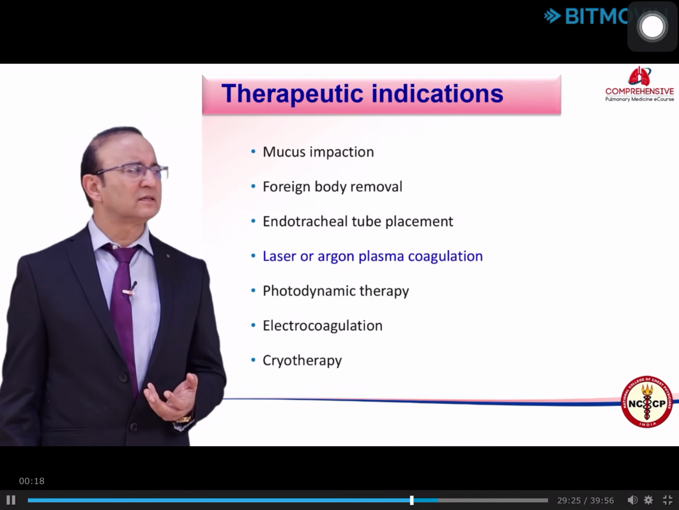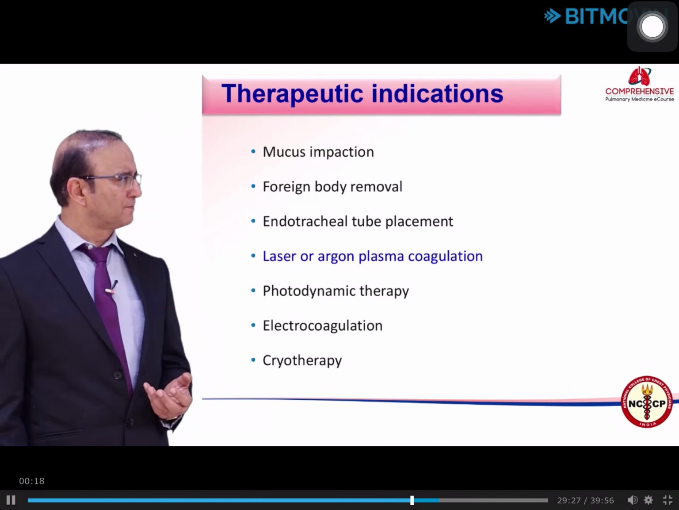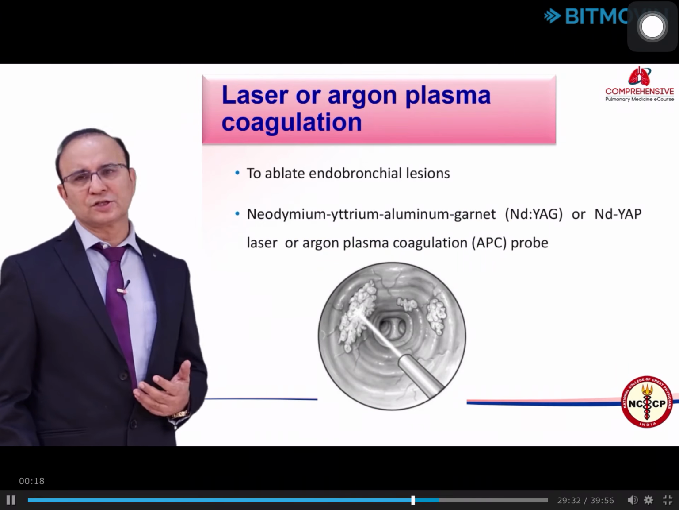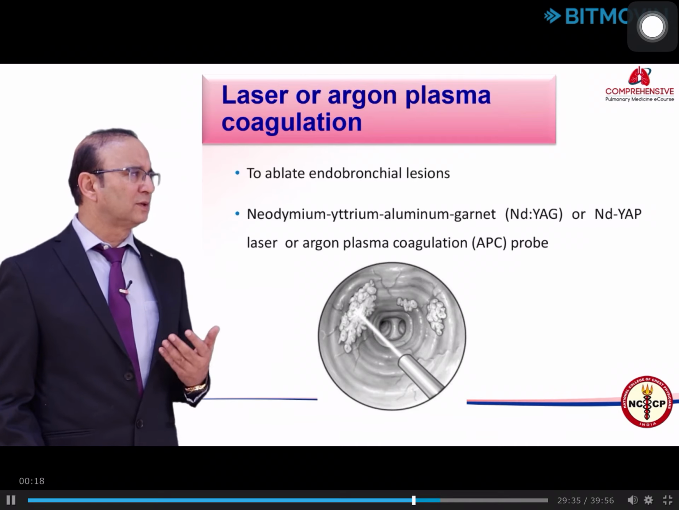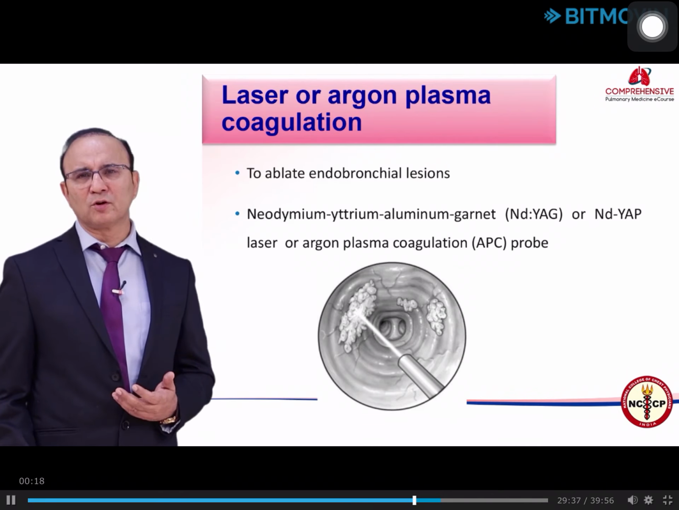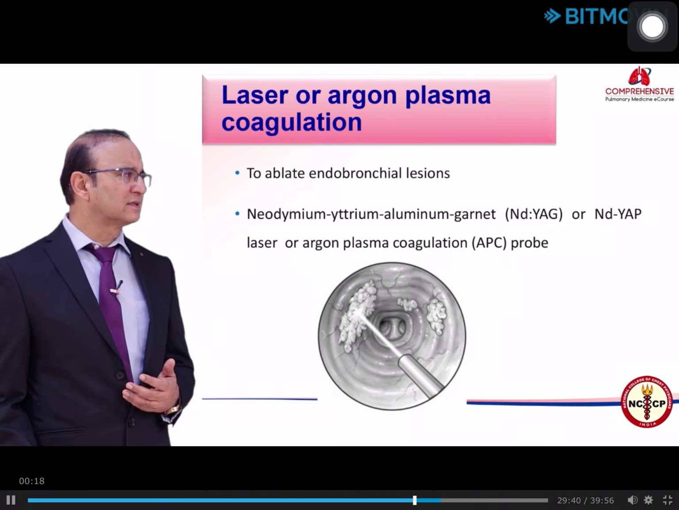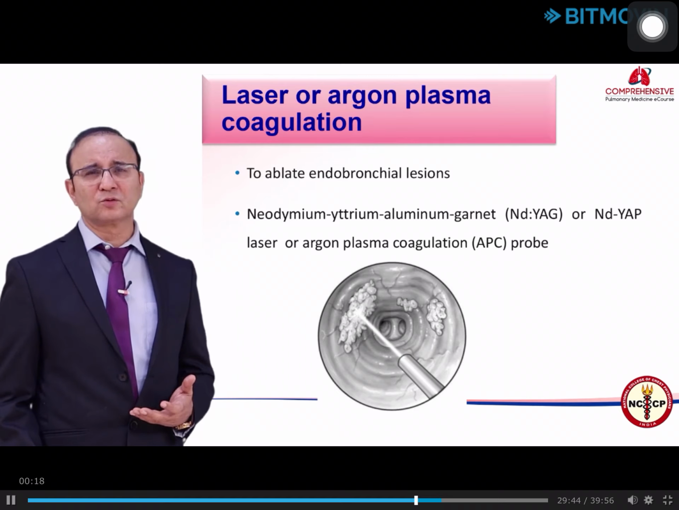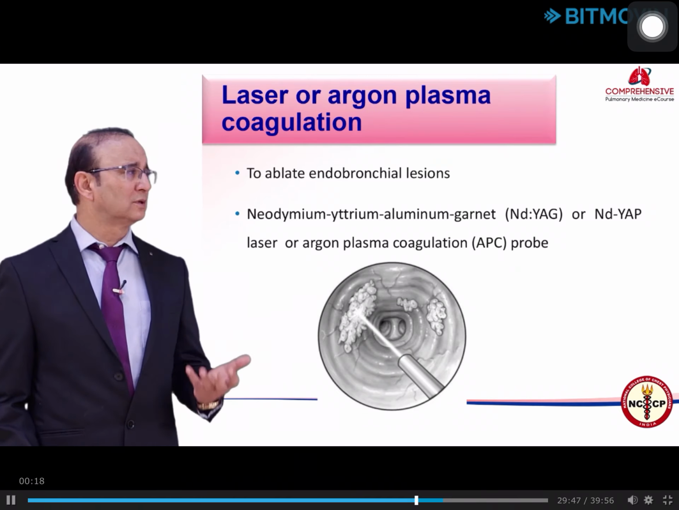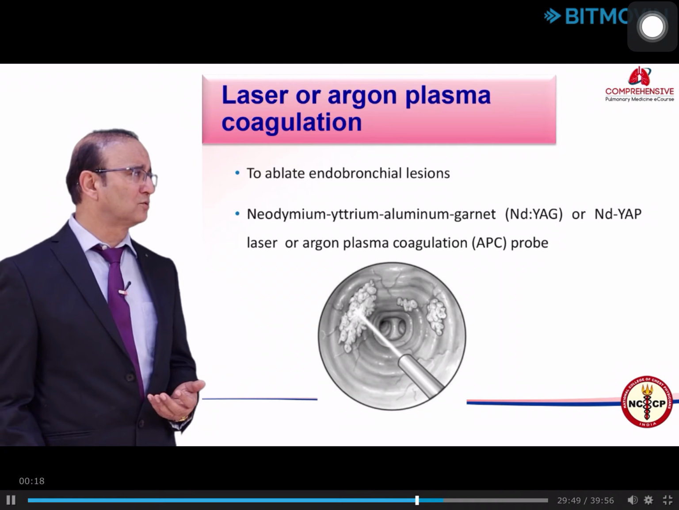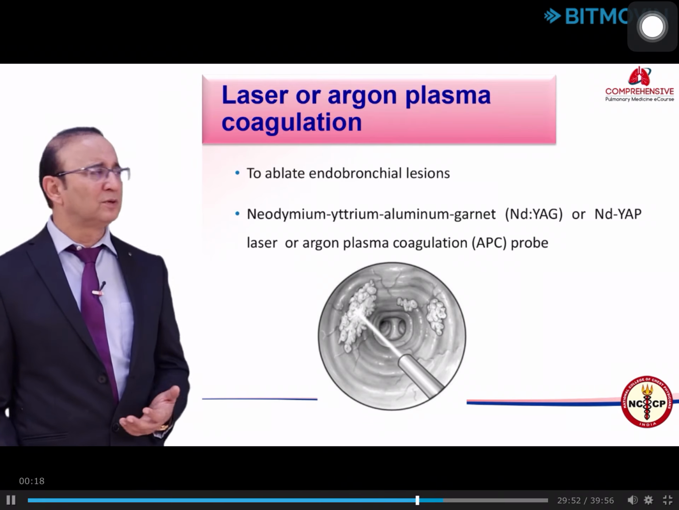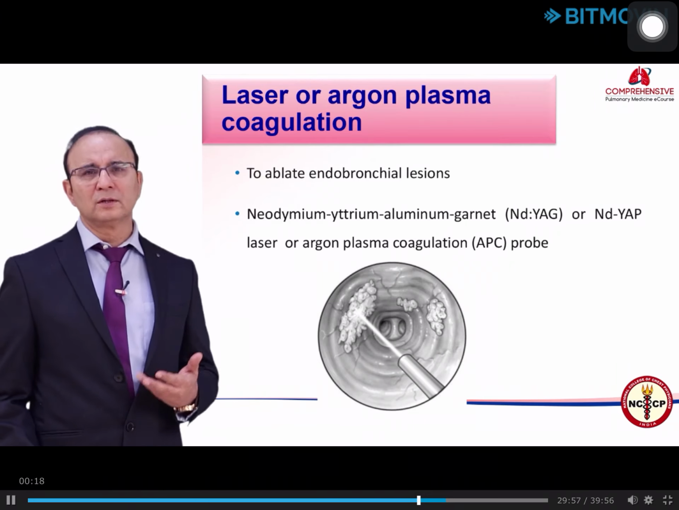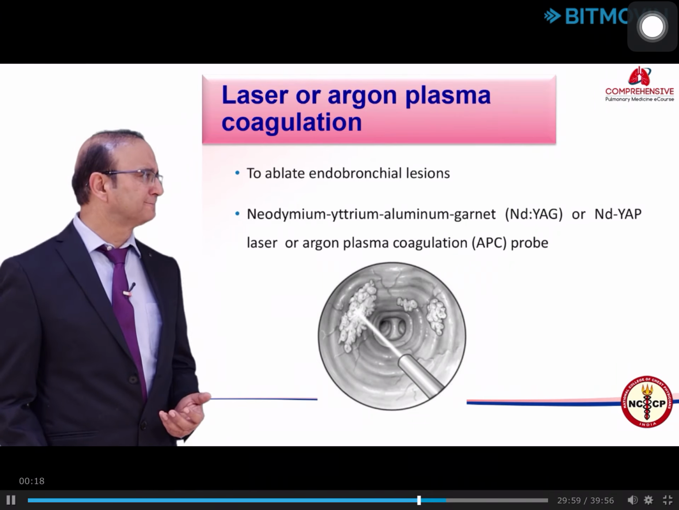Then for laser or argon plasma coagulation, a flexible laser fiber can be introduced through the working channel of a flexible bronchoscope with a ceramic tip to ablate the endobronchial lesions. ND-YAG laser, which can desiccate and vaporize tumor or abnormal tissues which occlude the airways, can be used to clear the airways in a patient who has a tumor. Similarly, a flexible argon plasma coagulation probe can also be introduced through the bronchoscope to debulk the endobronchial mass.